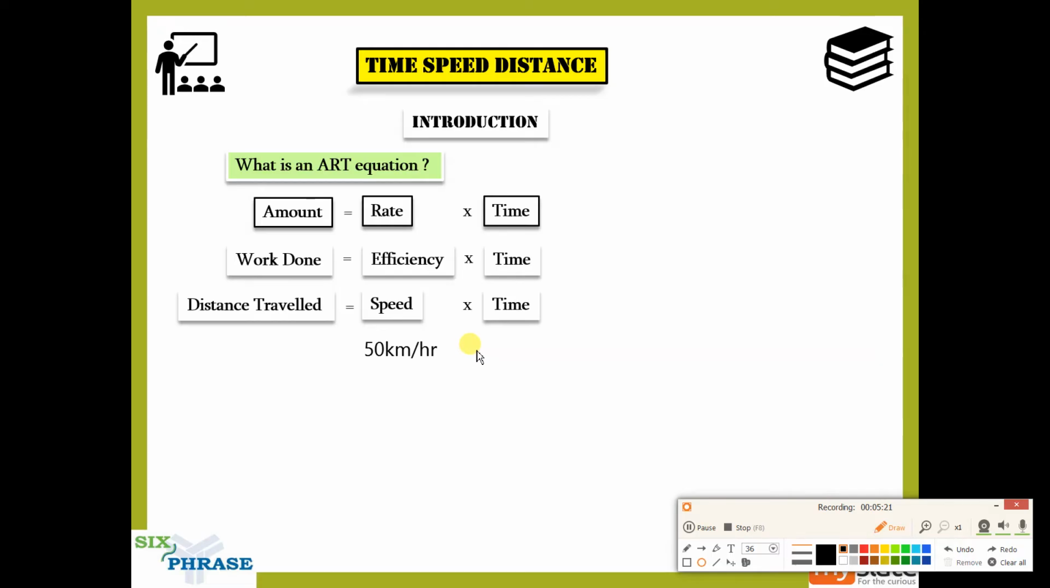Now the time, guys, let us suppose the time taken is 3 hours. So he does this 50 kilometer per hour speed for 3 hours. Now what will happen to the distance travelled? You can multiply directly because it is hours and hours, right? So you have to multiply directly.